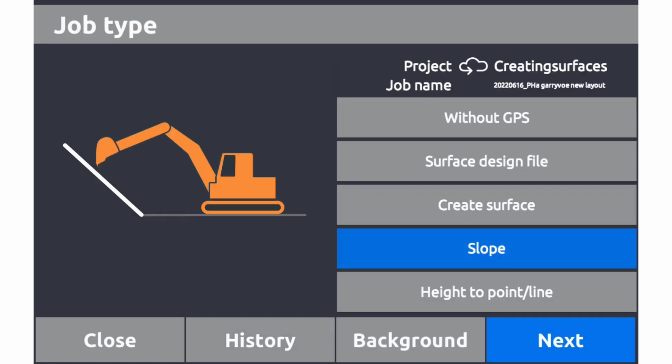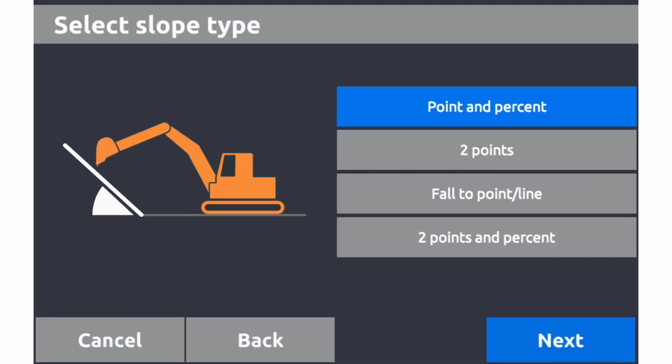Then we have the slope function, where we can create a slope basically between a point and a percent. So you can select 1 point and work with a percentage. 2 points fall to a point or line. So if you were working from a level here and you had a point outside that you logged, you'd log a point here and you'd log a point maybe on a line, or there may be an existing line, and it'll create the slope to that line. And then you can go 2 points and a percent as well.